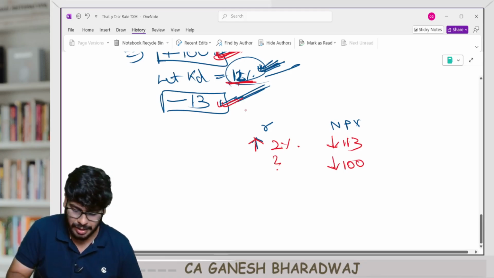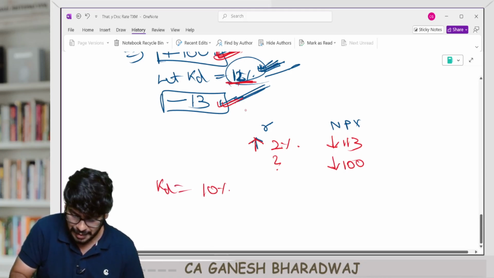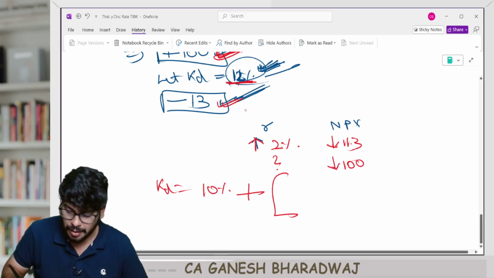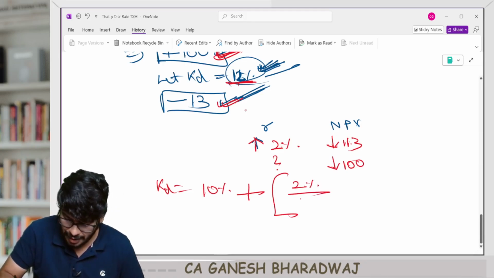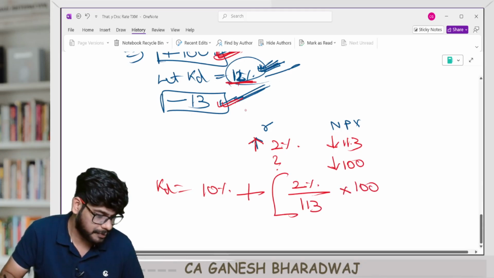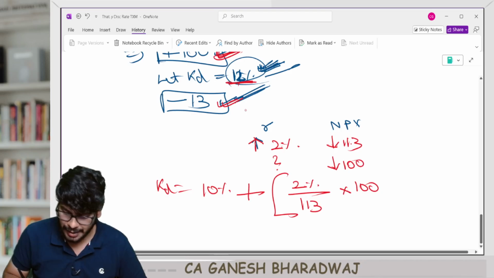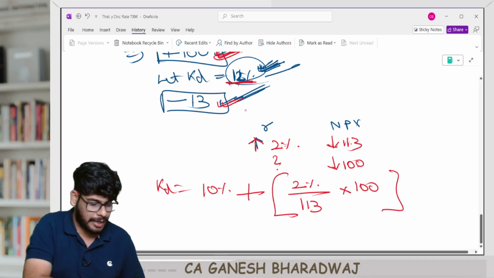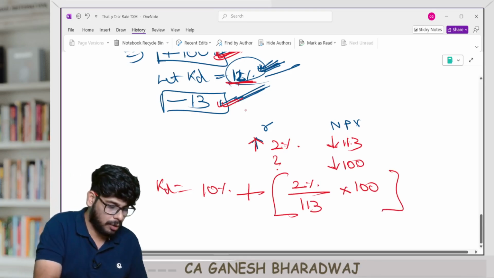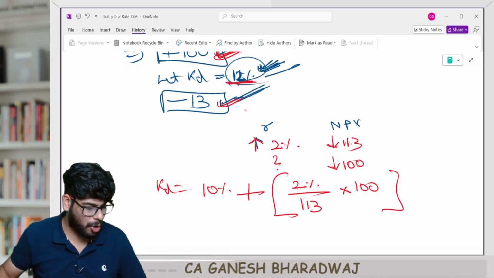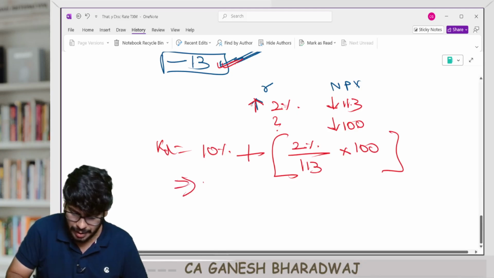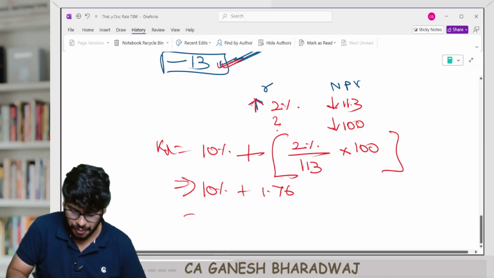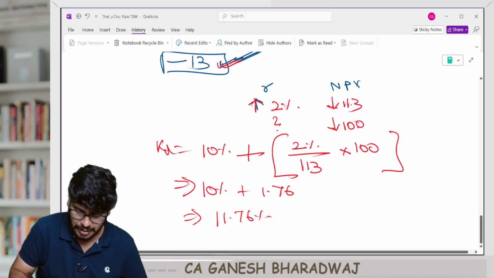So it is the same calculation that we saw. So KD will be equal to 10% plus, right? If it is 2 for 113, how much is it going to be for my 100? So can I say it is nothing but 2% divided by 113 into 100. Correct, guys? If it's going to be 2% for 113, how much is it going to be for 100? You do the calculation, tell me. 2 divided by 113 into 100 gives you 1.7699 something. So basically here it is 10% plus 1.7699. You can just round it off. Overall, it's going to be 11.76% approximately.